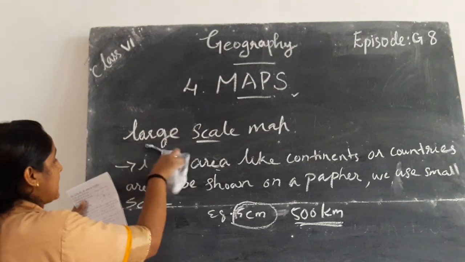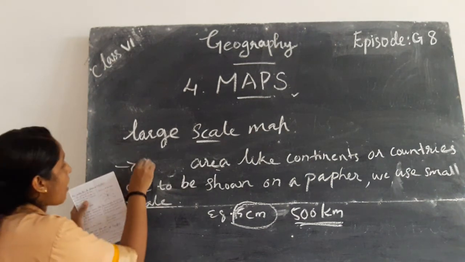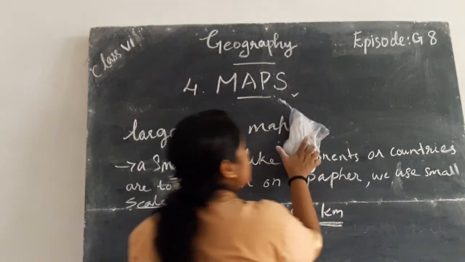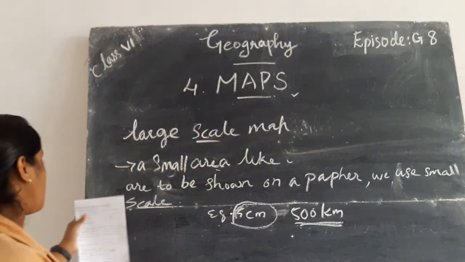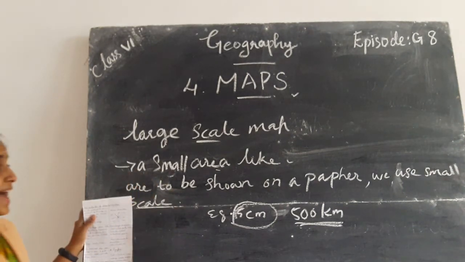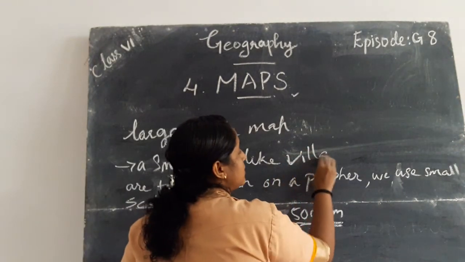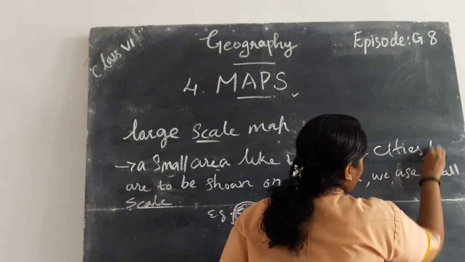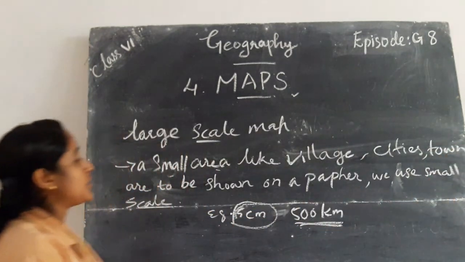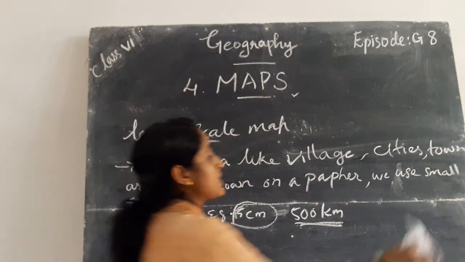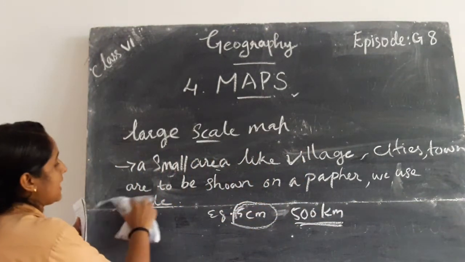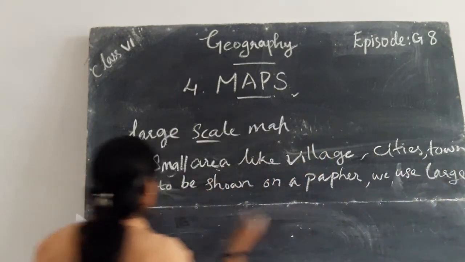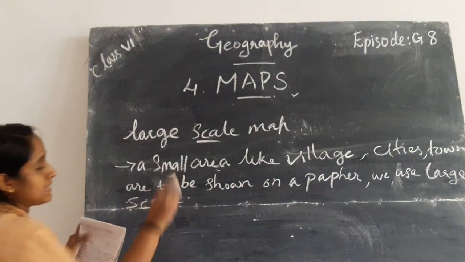A large scale map is mainly used when a small area, like states, districts, towns, or a village, is to be shown on a paper. We use a large scale map, or large scale unit.